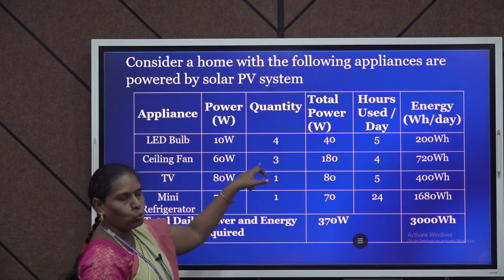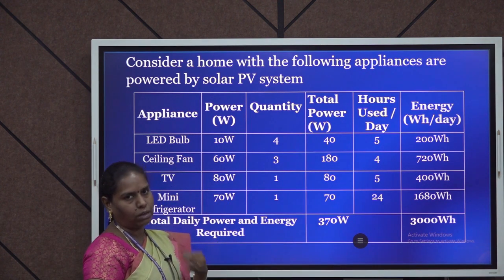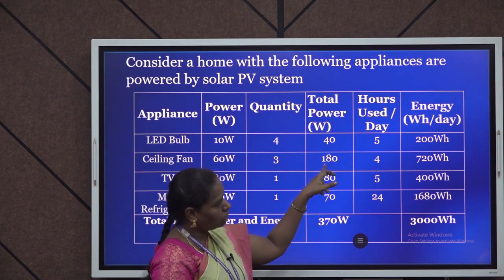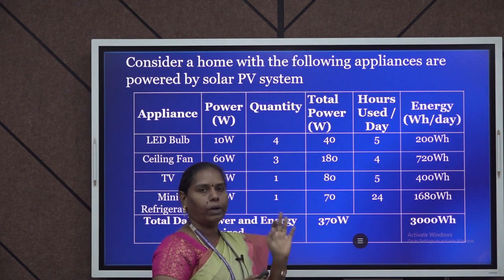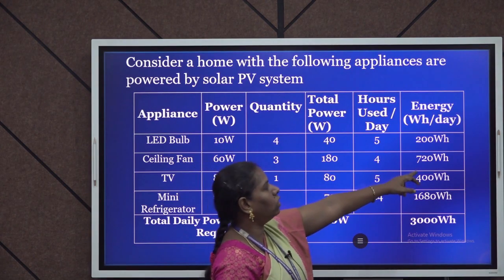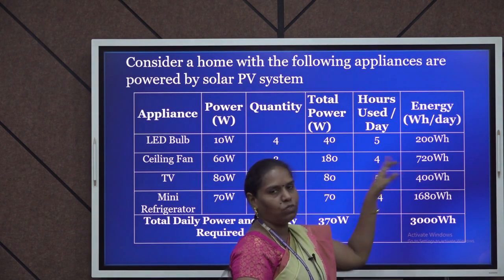We are going to use 3 ceiling fans that have to be energized by a solar PV system. So, the total power requirement is 180 W, and it has to be operated for a maximum period of 4 hours per day. Then the energy required is 720 watt hour.